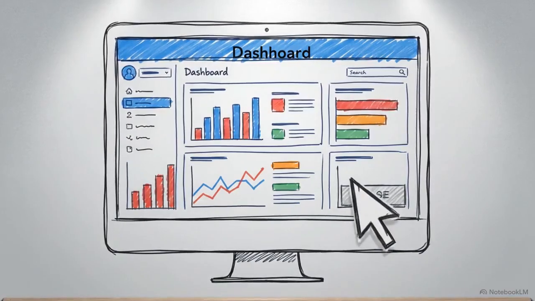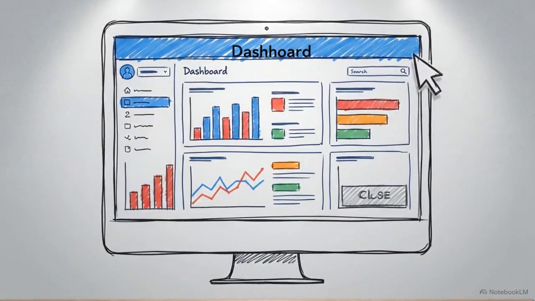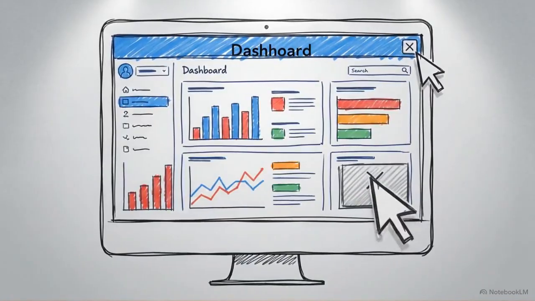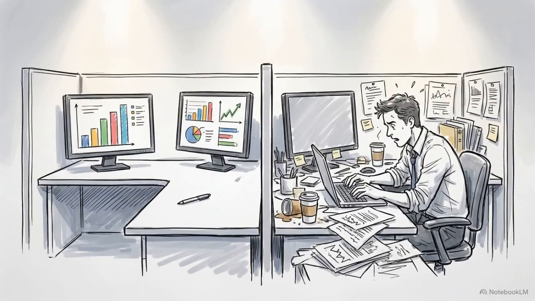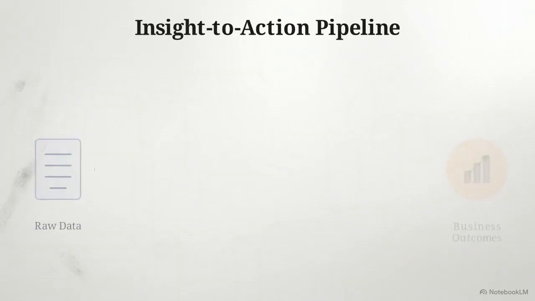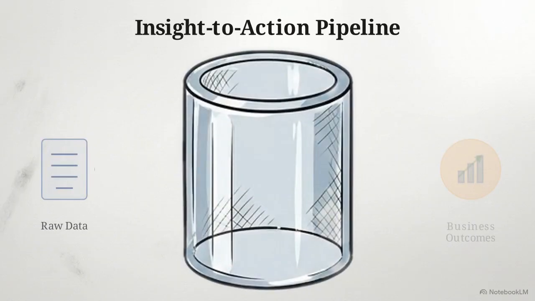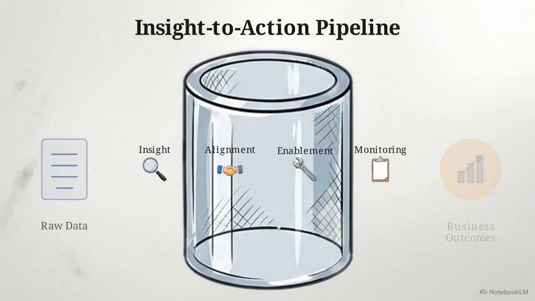Many analysts spend weeks pulling data and building a comprehensive dashboard, only to see it viewed once and forgotten. This happens because the dashboard usually sits disconnected from the actual workflows where people make decisions. To solve this, we use the insight to action pipeline. It moves through 4 sequential stages: insight, alignment, enablement, and monitoring. Moving through these stages transforms static reports into analytics products, bridging the gap between raw data and concrete business outcomes.